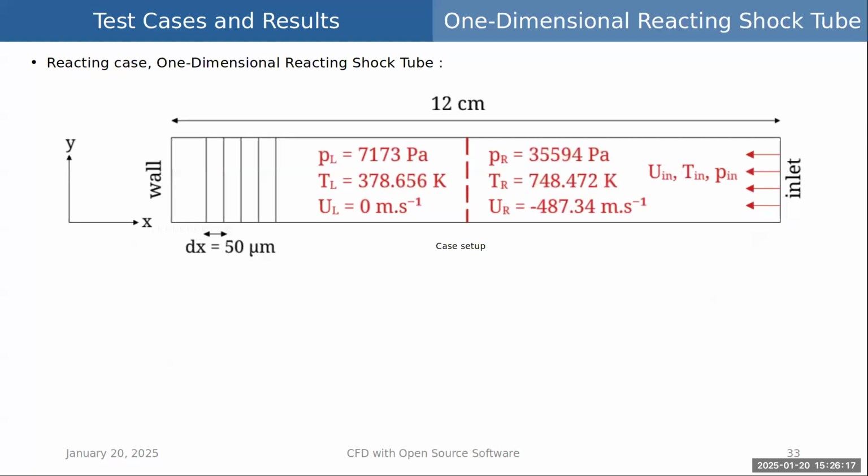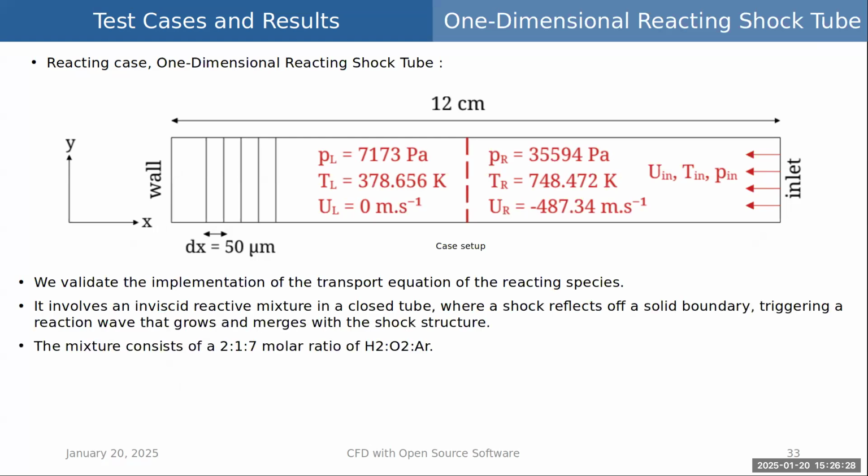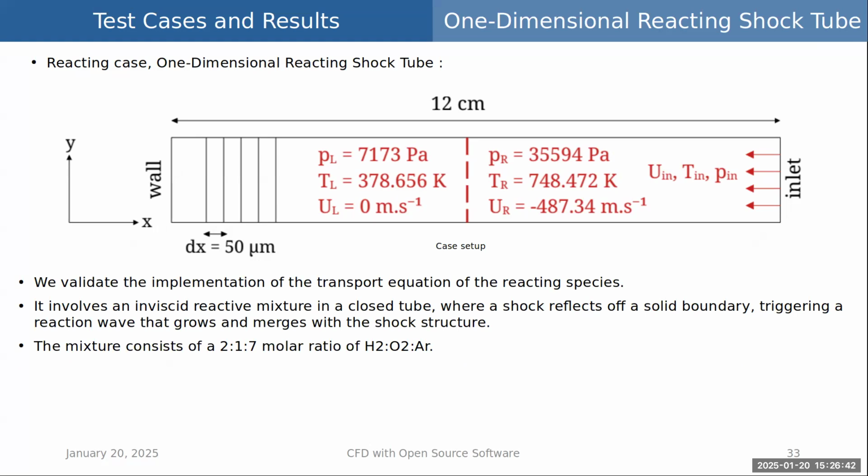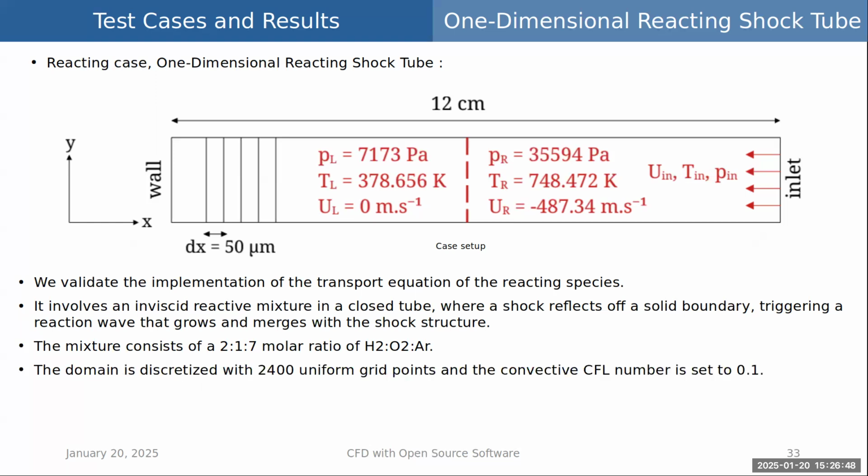The second test case that I did is the 1D reacting shock tube. It's an inviscid mixture of H2, O2 and argon with a pressure discontinuity in the middle. So basically you start the simulation and a shock is created because of this high pressure difference. The shock will be reflected on the left, on the wall, and the temperature will increase, and that will create a reaction wave. The domain is discretized with 2,400 uniform points, and the CFL number is set to 0.1.